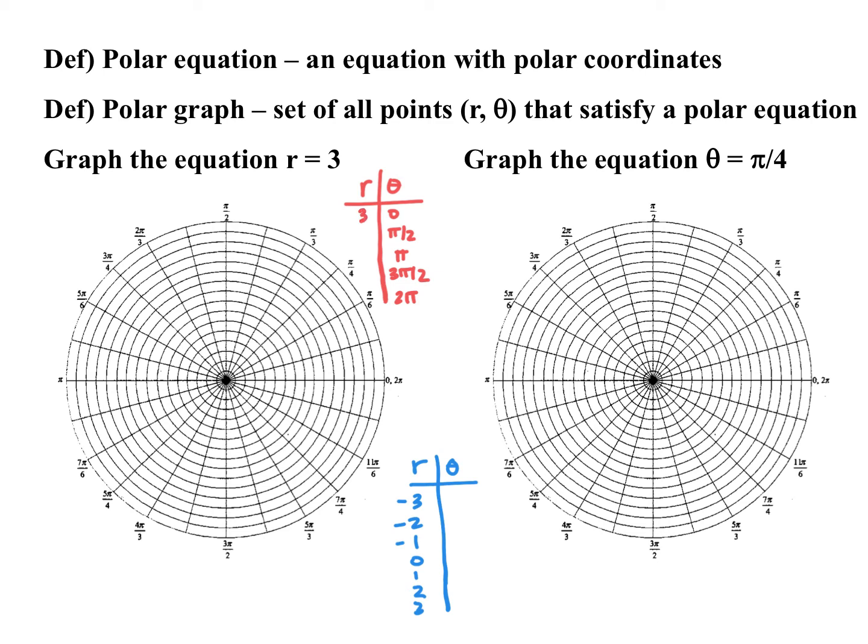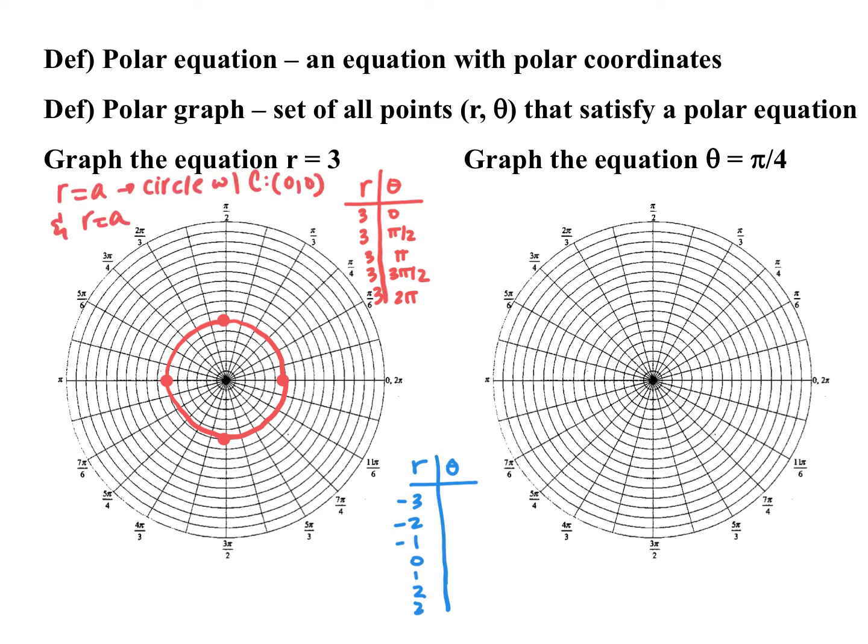If my angle is π/2, what's my radius? 3. Same thing all the way down because it just says that r is always 3. So now I'm going to plot this and see what graph this makes. No matter what my angle was, my radius is always 3, and so that's a circle with a radius of 3. Whenever you have r equals some number, that's just a circle that has the center at the origin.